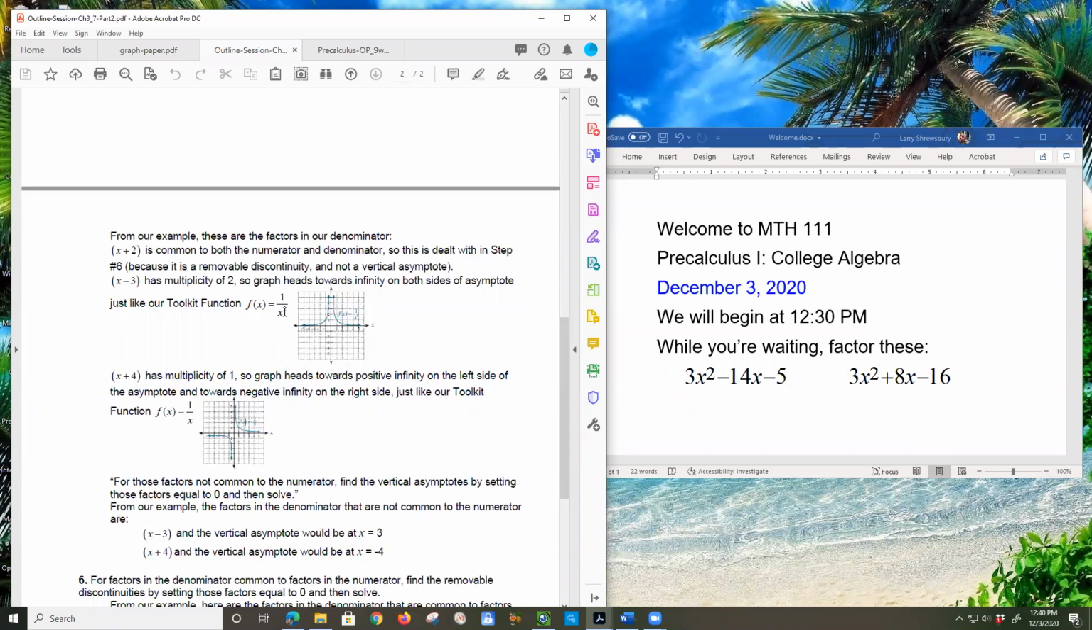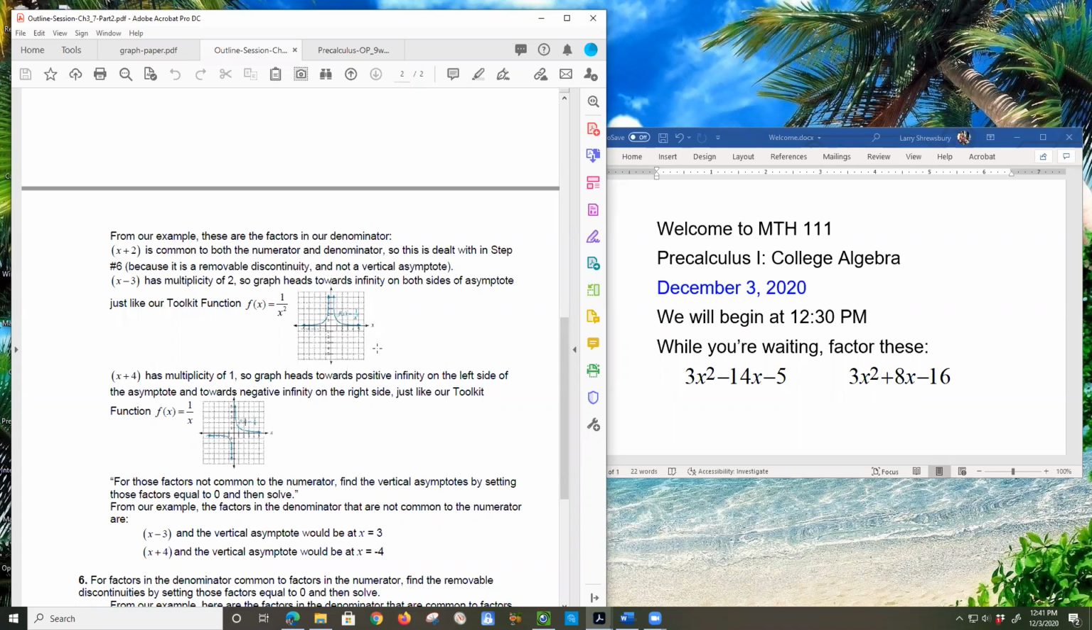Now, if it's a multiplicity, say, of 2 or any even multiplicity, so if this vertical line is your vertical asymptote, this is what your graph is going to do. Both sides will go up, or possibly they'll both go down. But this is from your toolkit function. Do you remember way back in chapter 1.1 when they gave you those toolkit functions? It's because these are the ones that are worth remembering.